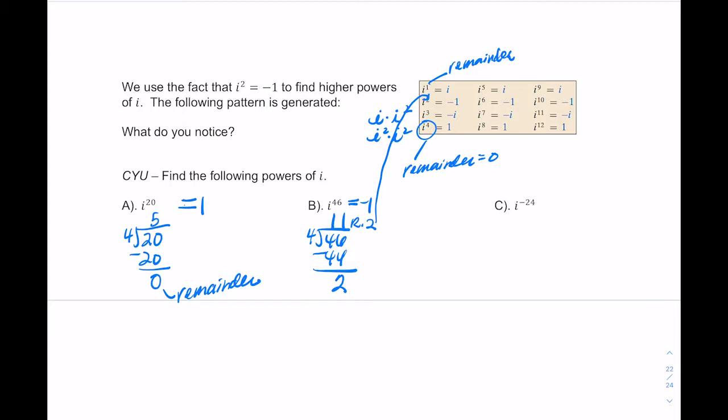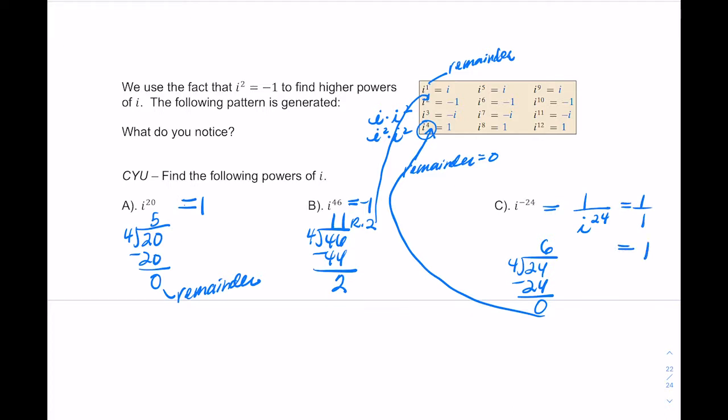Okay, now I have i to the negative 24th. So remember, when we're dealing with negative exponents, to fix it, we're just going to put it on the bottom. Okay, and we know that 4 goes into 24 6 times and no remainder. So that would mean I'm looking again here, and I know that 1 divided by 1 is just 1.